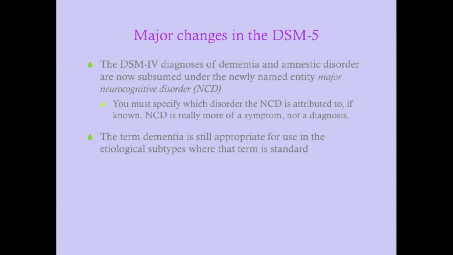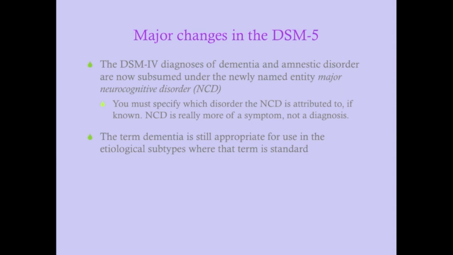You have to know what disorder the neurocognitive disorder is attributed to, and you need to specify that if it's known. That's really just because neurocognitive disorder is more of a symptom rather than a diagnosis. So you need to specify whether this is due to Lewy body dementia or Alzheimer's or Pick disease, etc. We're going to talk about these individual diagnoses, and really that's more important for the test and also for practice too, that you pin down what the cause is behind the neurocognitive disorder.